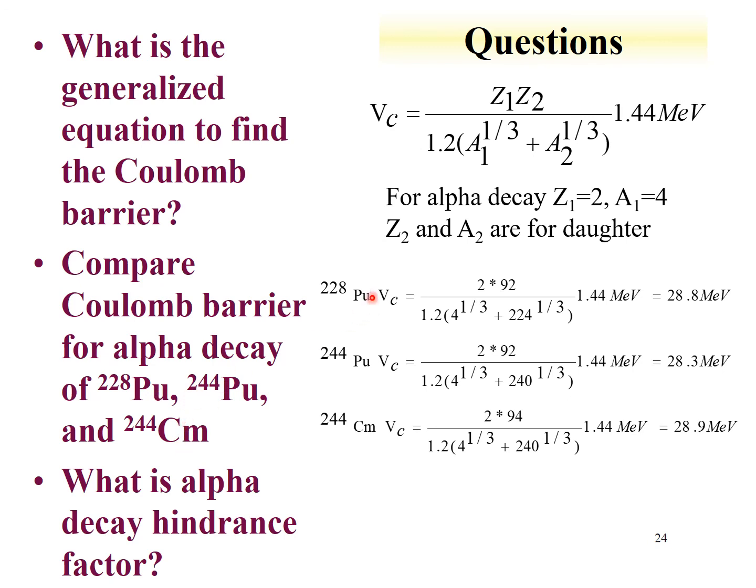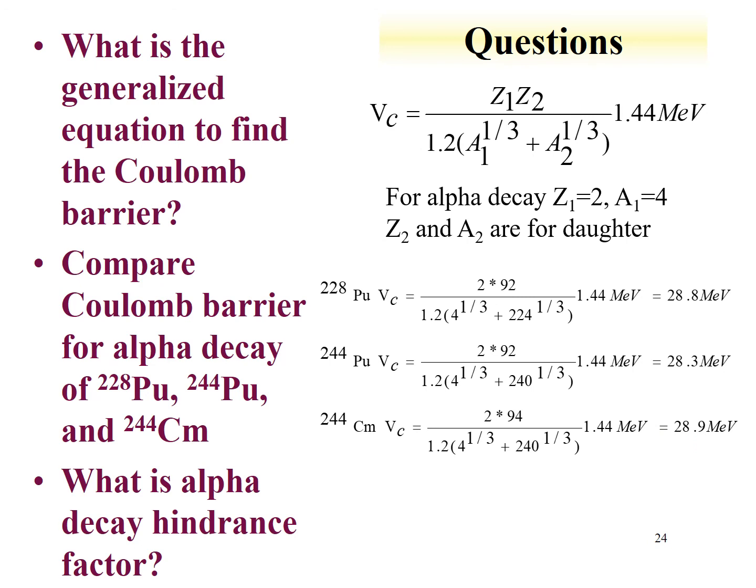What we get for the Coulomb barrier for plutonium-228 is 28.8 MeV. If we just add neutrons, so we go from 228 to 244, we're fundamentally diluting the charge, so the Coulomb barrier goes down, and as we see, it goes from 28.8 MeV, losing about half an MeV, to 28.3 MeV. Now, if we take 244 nucleons, but we convert more of those from neutrons to protons, we're increasing the charge, and the Coulomb barrier should go up. And indeed, from this equation, we see that it goes up from 28.3 MeV to 28.9 MeV.